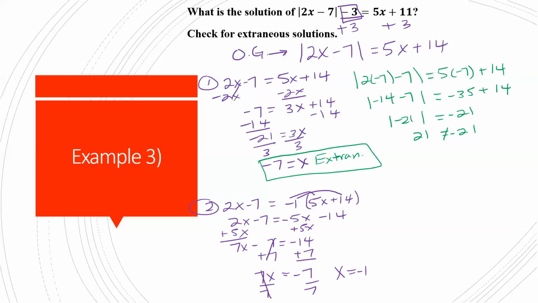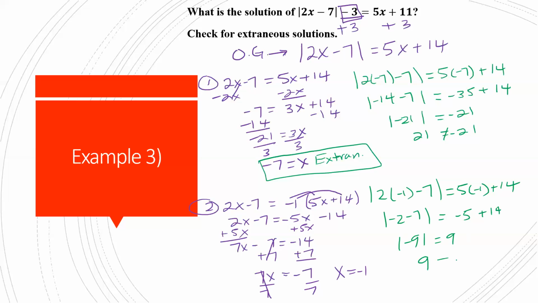So I'm going to test x equals negative 1. So into my original, we have the absolute value of 2 times negative 1 minus 7 equals 5 times negative 1 plus 14. That gives me the absolute value of negative 2 minus 7 equals negative 5 plus 14. Absolute value of negative 9 equals 9. Absolute value of negative 9 is 9, equals 9. That is a true statement. So this guy is my real solution.